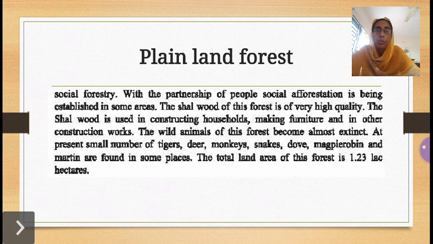The wild animals of this forest, is it possible to find any wild animals? No. The wild animals of this forest have become almost extinct. At present, a small number of tigers, deer, monkeys, snakes, doves, magpies, robins and martins are found in some places. I think you do not find tiger or deer in the Madhupur or Bhawal region. The probability of finding this type of animals is very low. And the total land area of this forest is only 1.23 lakh hectares.